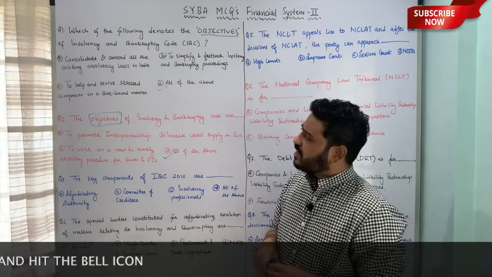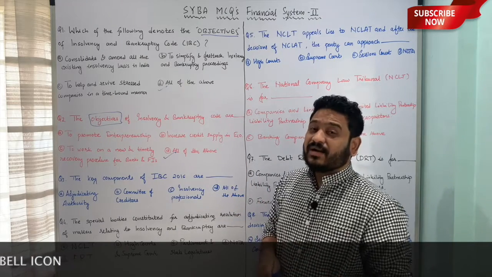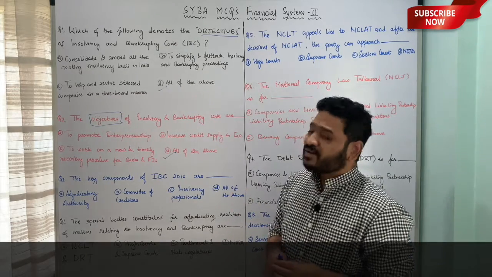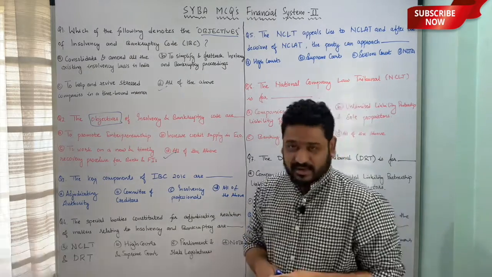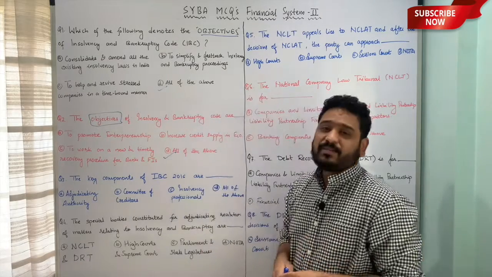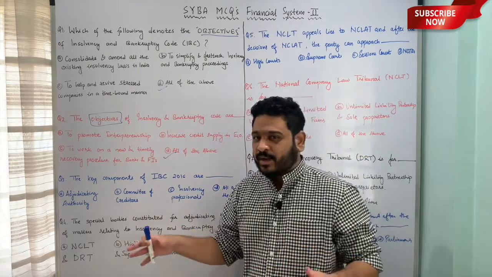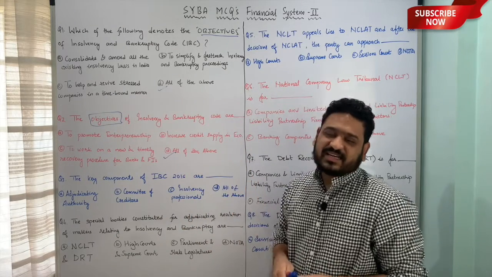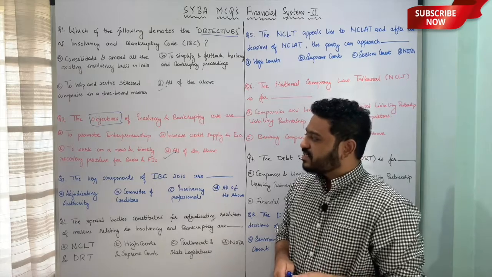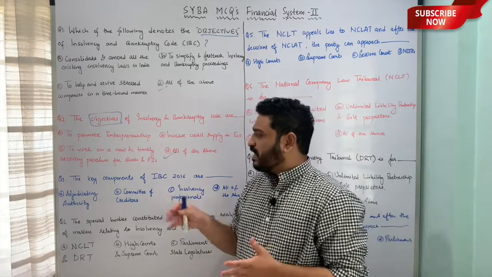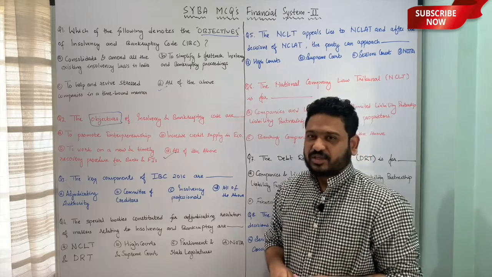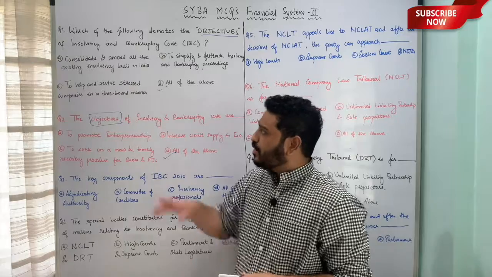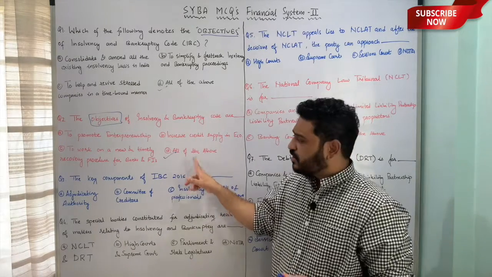Let us recollect that. The first is to consolidate and amend all the existing laws relating to insolvency in India. Second is to simplify and fast track the insolvency and bankruptcy proceedings. The third is to help and revive stressed companies in a time bound manner. Fourth is to promote entrepreneurship. Fifth is to increase the credit supply in an economy. And sixth is to work on a new and timely recovery procedure for banks and financial institutions. So these are 6 important objectives of Insolvency and Bankruptcy Code. I hope the questions are pretty much clear. Let us now move to the next one.